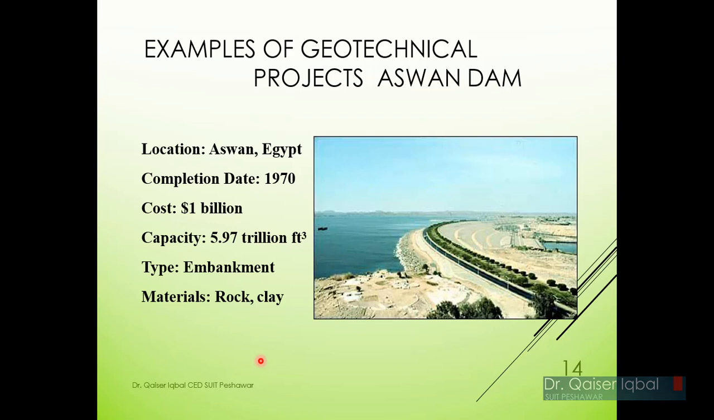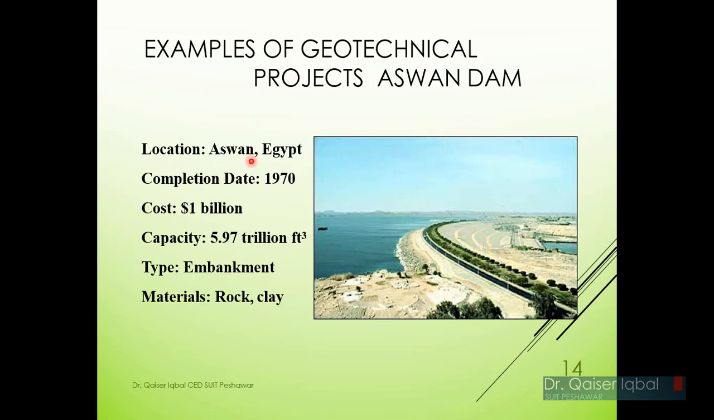Okay. Then another important project is the Aswan Dam. I will discuss the Aswan Dam over here. I can also discuss Tarbela Dam. Tarbela Dam is also an embankment type dam made of rock and clay, which is also an earth-filled dam. So you can take the example of Tarbela Dam or the example of Aswan Dam. Both are large dams.